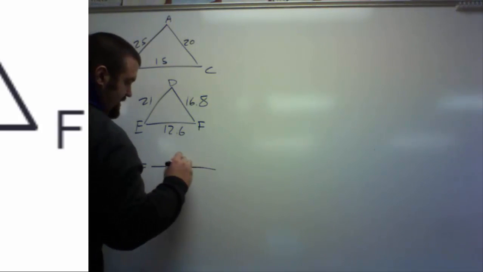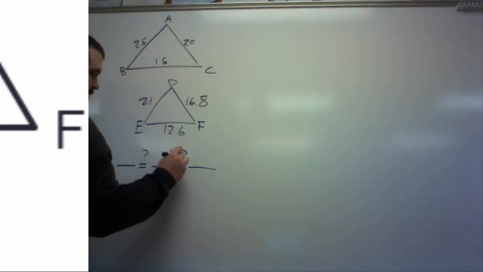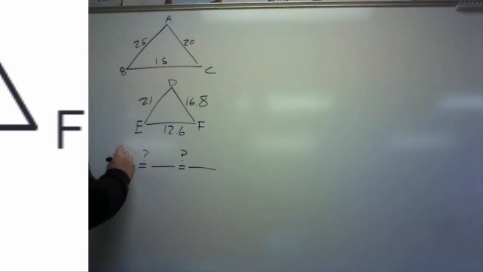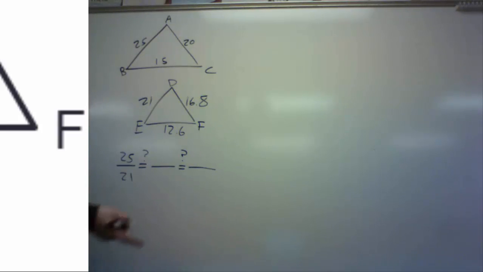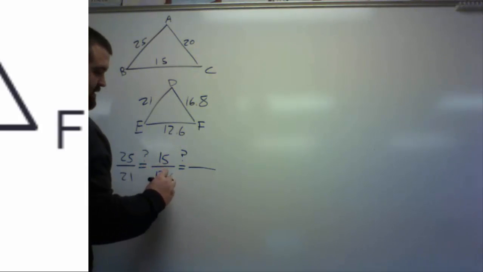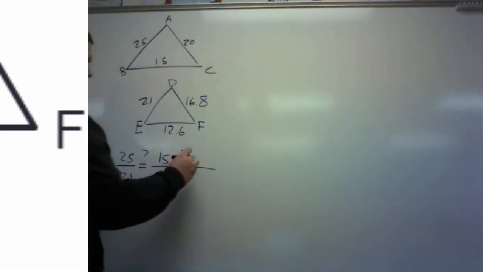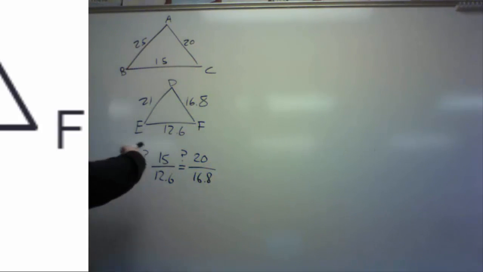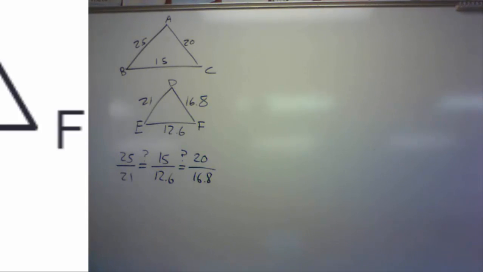So I'm going to set up a statement of proportionality, but I don't know whether they're actually equal. I'm going to choose the longest side, 25, and compare it to the longest side here, 21. I'm going to choose the shortest side, 15, and compare it to the shortest side here, 12.6. Then I'm going to choose the last side, 20, and compare it to 16.8. If this statement is true, then I have two similar polygons, or two similar triangles.